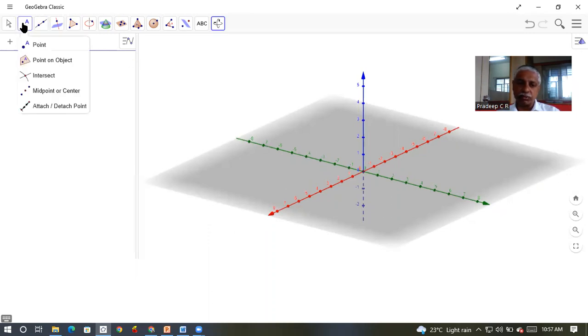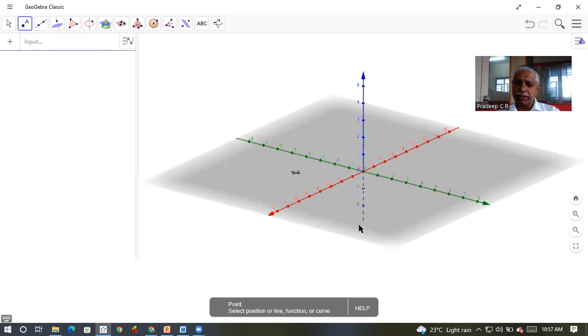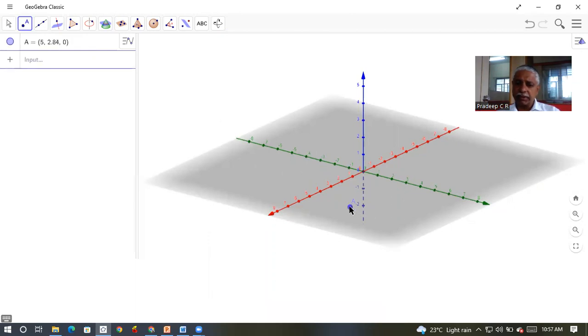So let me show you some point. So here is one point. And then I will move it anywhere I want. So this is the point A. You can see point A here. A is given by 5, 2.84, 4.5. It means x coordinate is 5, y coordinate is 2.84, z coordinate is 4.5. That basically means I go 5 on x and 2.84 on y, and then on z I go 4.5. So I end up at this point. That is what these 3 coordinates mean.